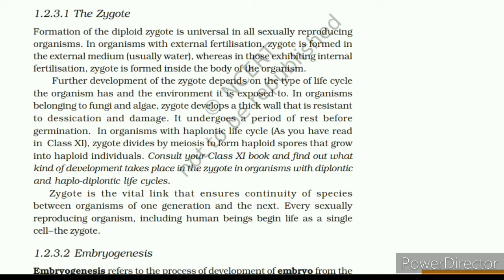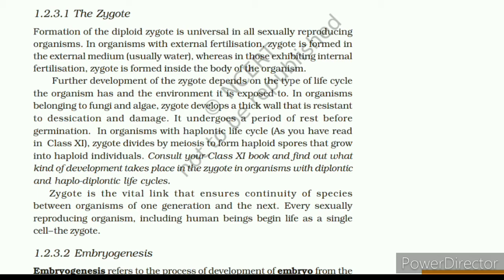Animals are categorized into oviparous and viviparous based on whether the development of zygote takes place outside the body of the female parent or inside. That is, whether they lay fertilized or unfertilized eggs or give birth to young ones. In oviparous animals, such as reptiles and birds, the fertilized eggs are covered by calcareous shell and are placed in a safe place in the environment. After a period of incubation, young ones hatch out.